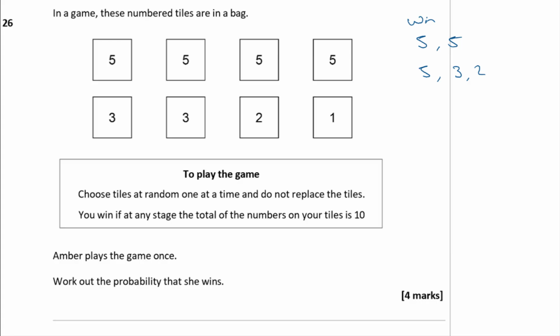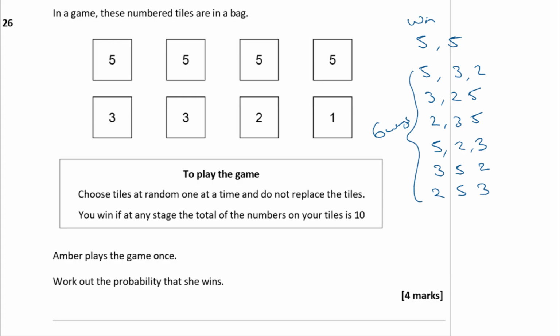So if I pick a 3, a 2 and a 5, that's also a win. Or if I pick a 2, a 3, a 5, that's also a win. Is there any other way of writing that down? I could have a 5, a 2 and a 3, or a 3, a 5 and a 2, or a 2, a 5 and a 3. So actually there are 6 different ways of winning with a 5, a 3 and a 2.